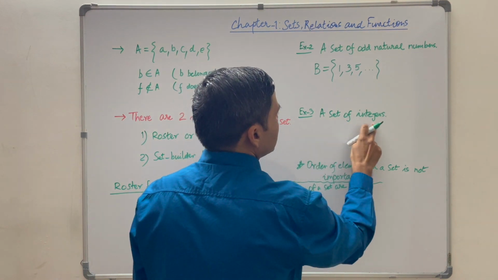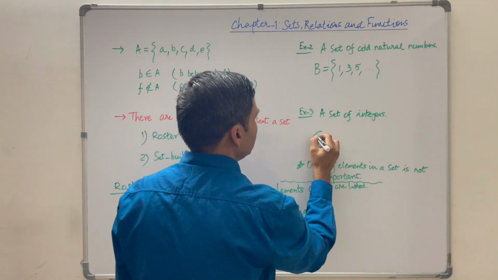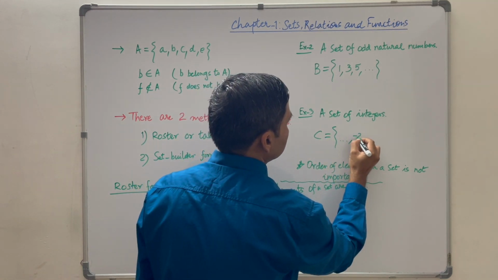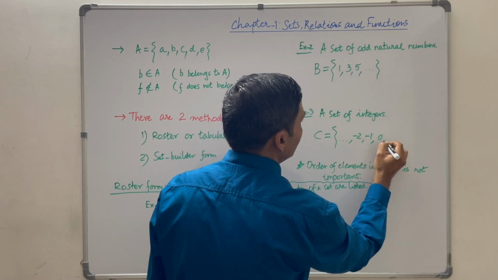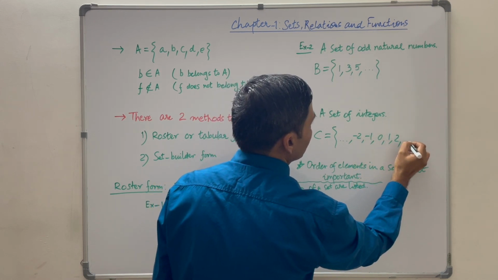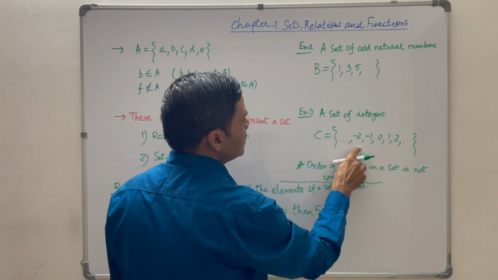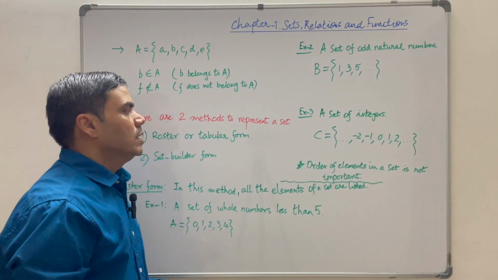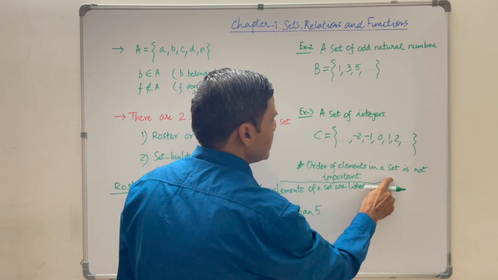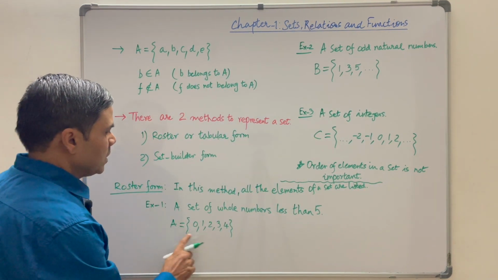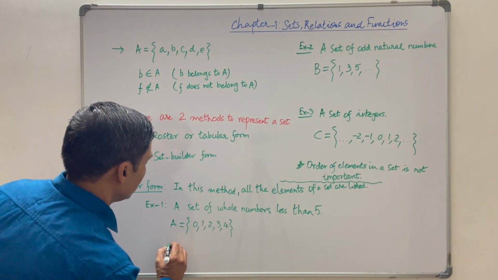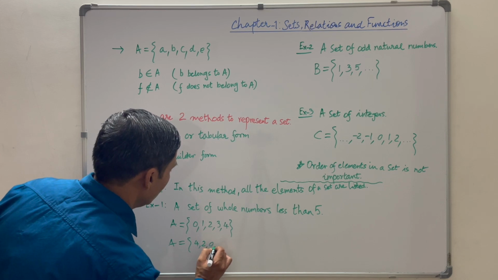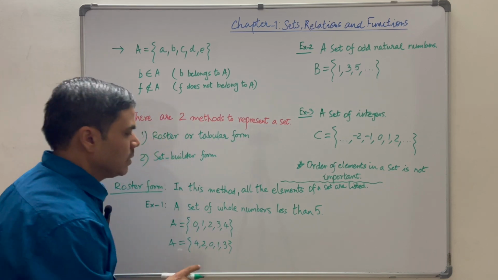Similarly, in example 3, a set of integers. Let the set be C. So we can represent it as dot dot dot, comma, let's say -2, -1, 0, 1, 2 and again dot dot dot. It means the elements continue indefinitely in this direction and in this direction as well. Remember, the order of elements in a set is not important. Suppose this is our set. You can write the elements in any order. It will not change. So you can write 4, 2, 0, 1 and 3. The set will remain the same.